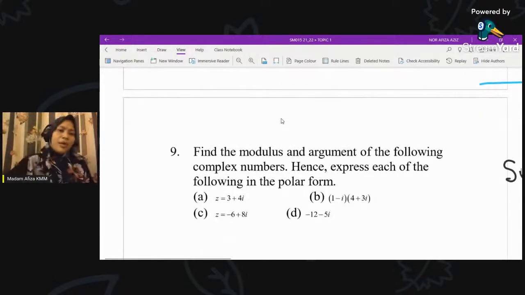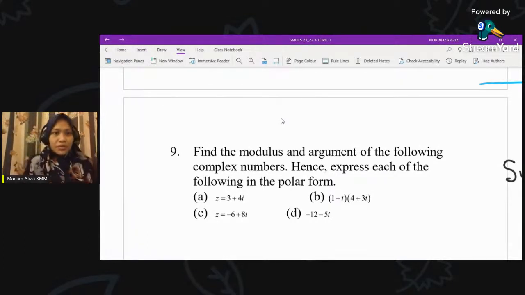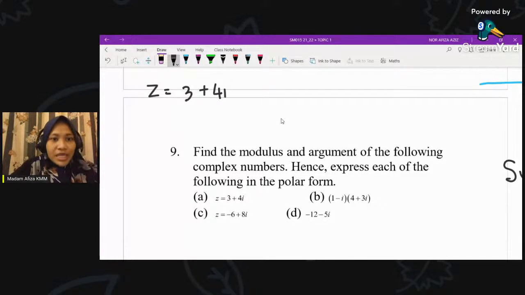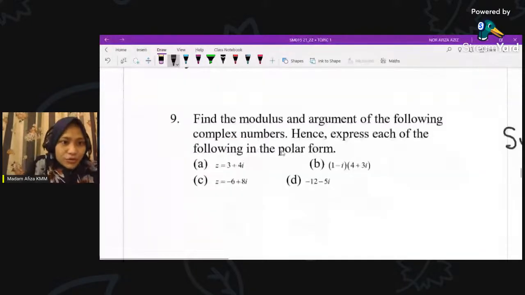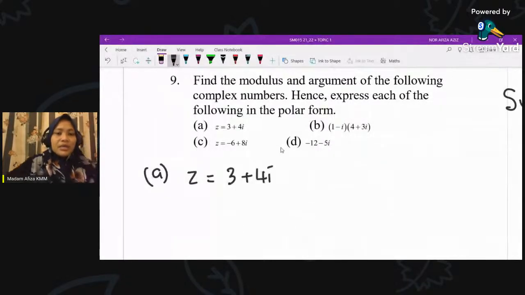Okay. So apa itu modulus? Apa itu argument? So katakan awak ada complex number Z equals to 3 plus 4i. Okay, contohnya macam dalam soalan A ni kan. Terus tunjuk kat contoh lah. Z equals to 3 plus 4i.